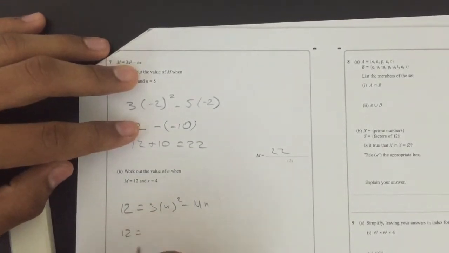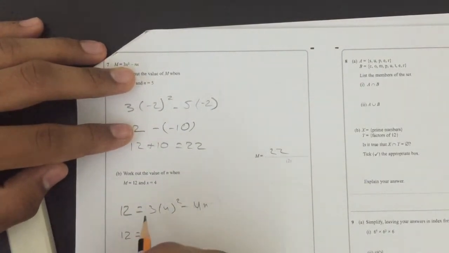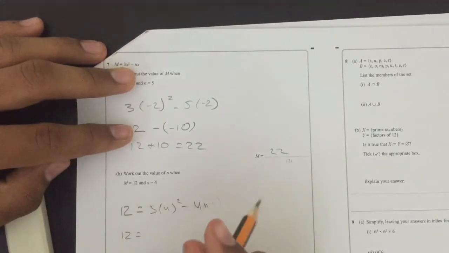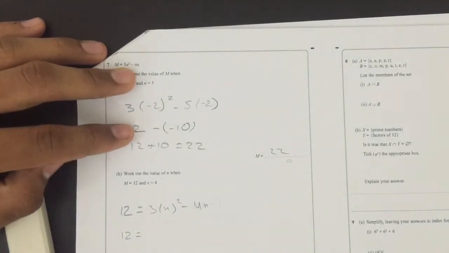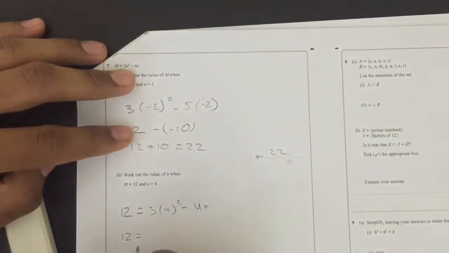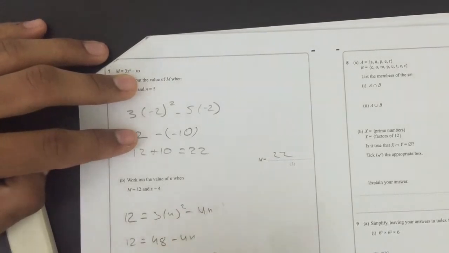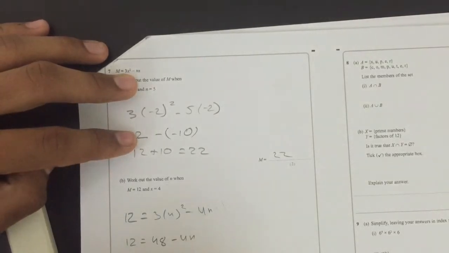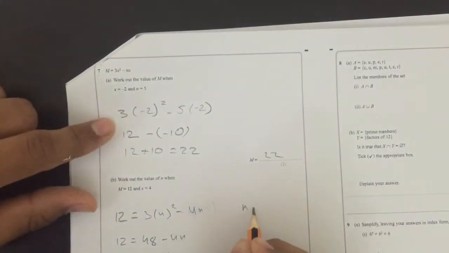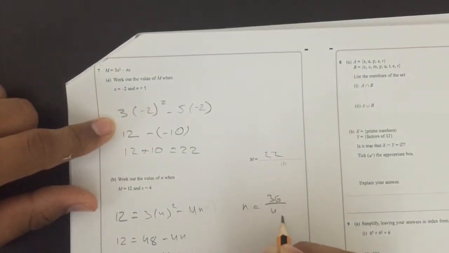So 12 equals 4 squared is 16 multiplied by 3 is 48 minus 4n. So 12 minus 48 is minus 36 equals minus 4n. 36 equals 4n, and therefore n is equal to 36 over 4, which equals 9. Simple.